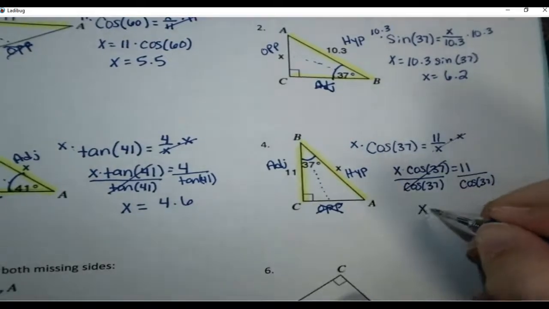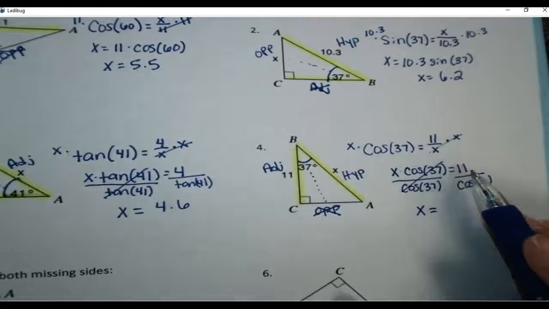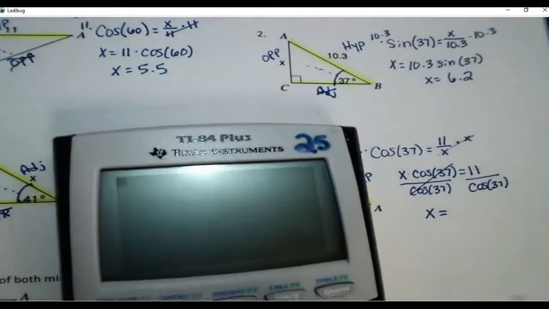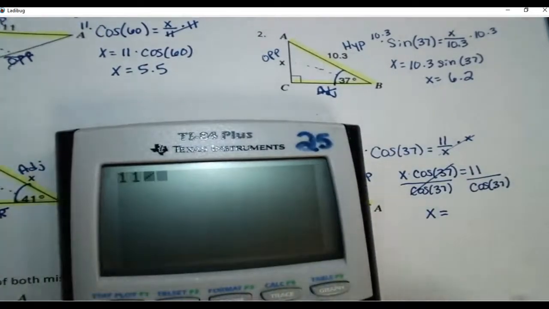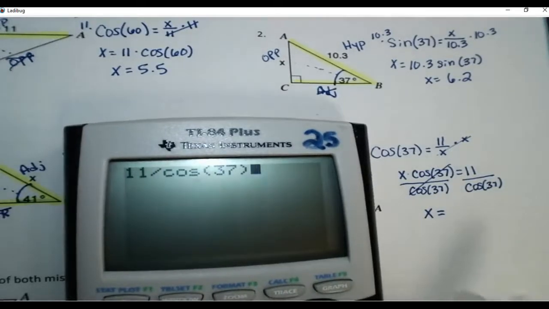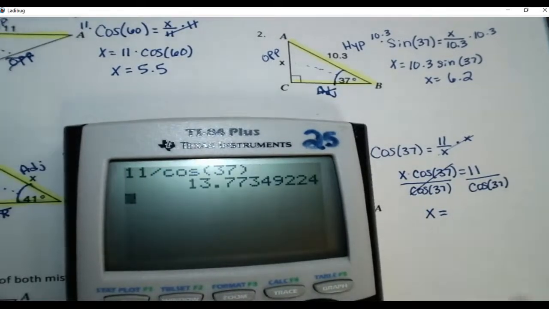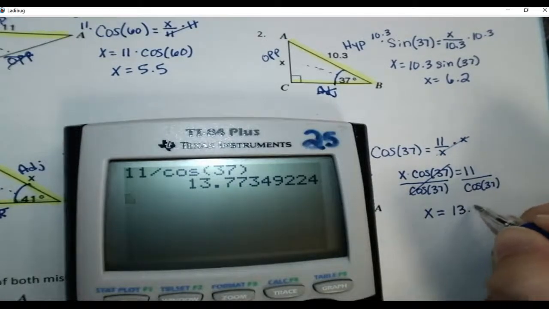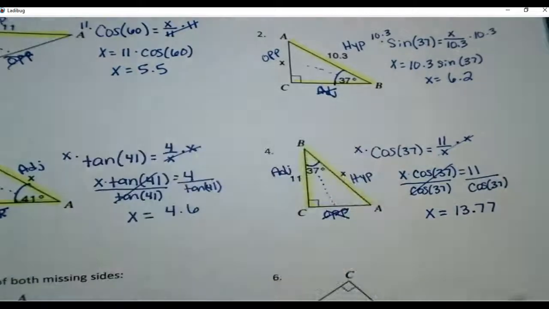So then we're left with X equals, and then this is what we type in our calculator. So 11 divided by cosine of 37. And hopefully you get 13.77. Question?